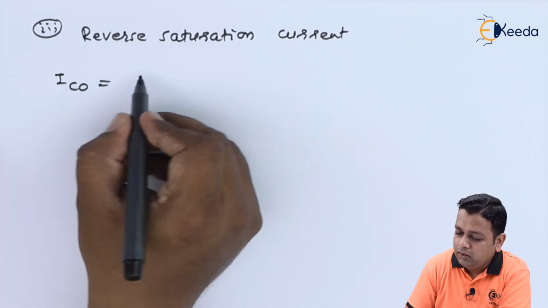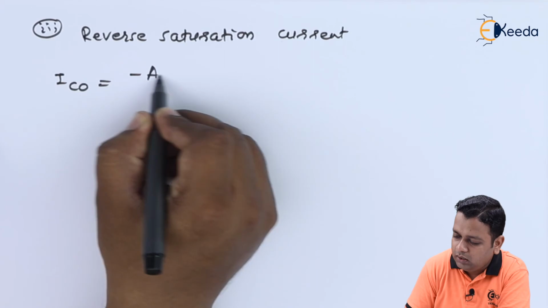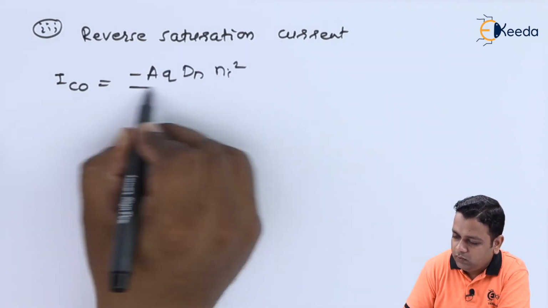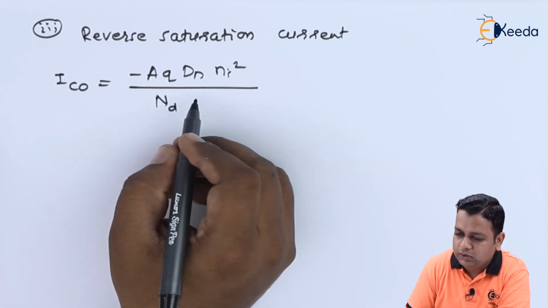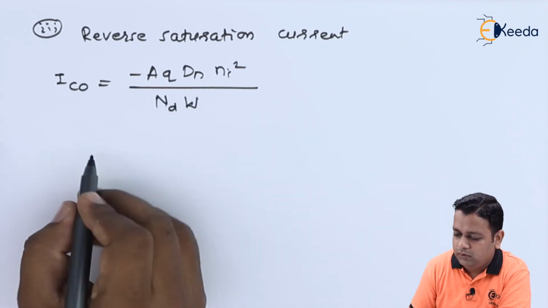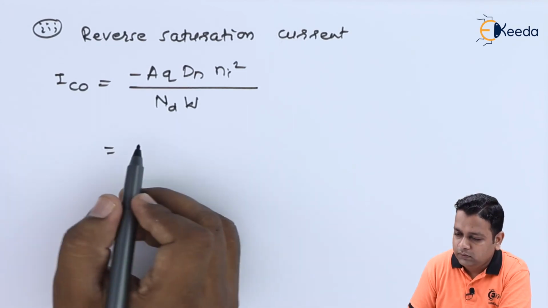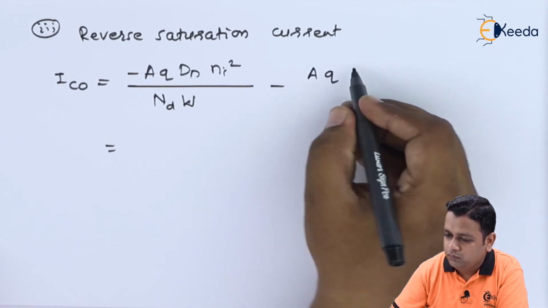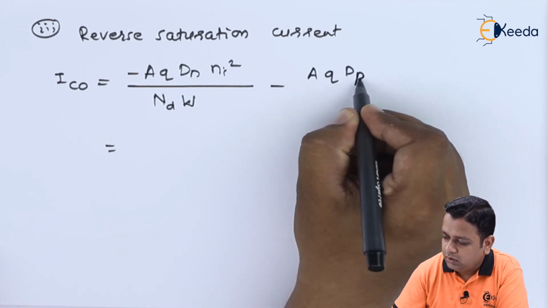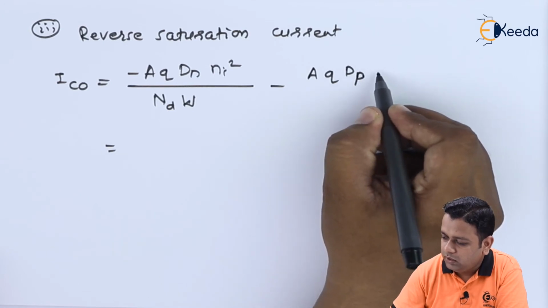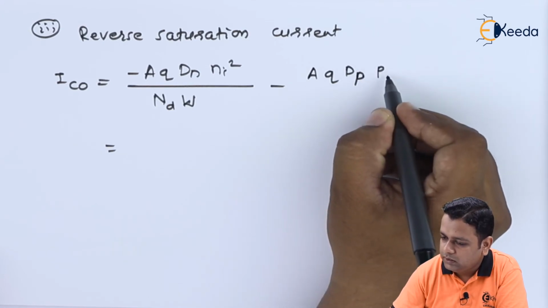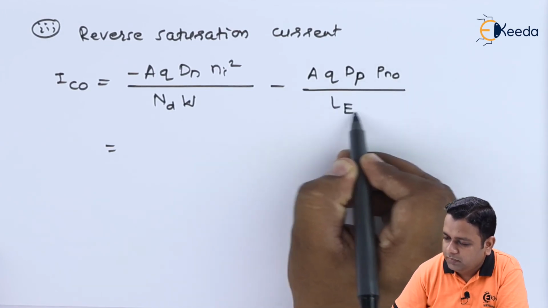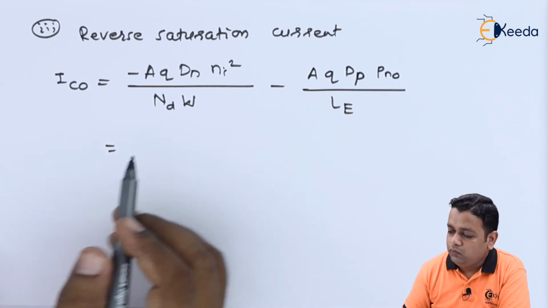It is computed by the use of the formula minus A into Q into dN into Ni square divided by the impurity concentration into W. Here we have again the second term, that is A into Q into the diffusion coefficient dP, in multiplication to P suffix N0, divided by L suffix capital E. Now we have all the values.